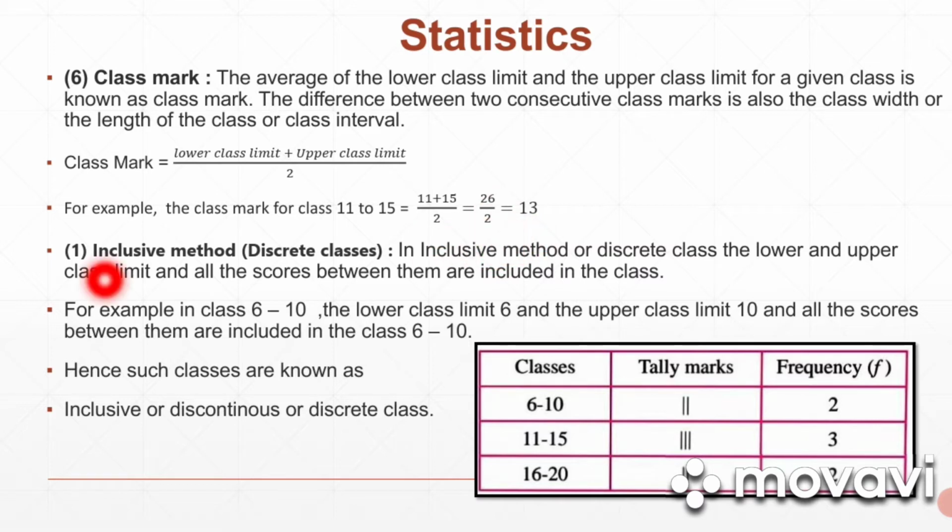Let us study inclusive method. In inclusive method or discrete or discontinuous class, the lower and the upper class limit and all the scores between them are included in the class. For example, in class 6 to 10, the lower class limit is 6 and the upper class limit is 10, and all the scores between them are included in the class 6 to 10. Hence, such classes are known as inclusive or discontinuous or discrete classes as shown in the given table.